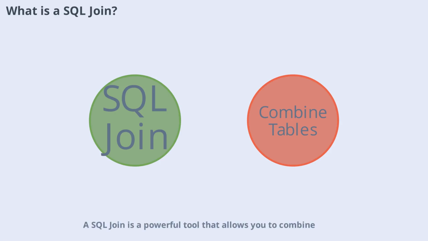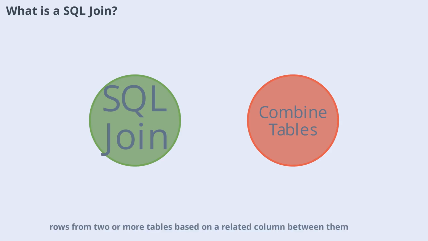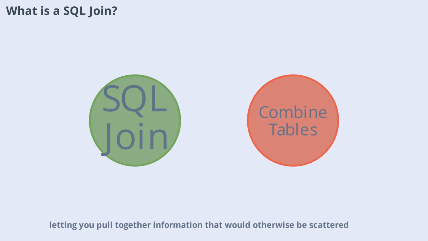A SQL Join is a powerful tool that allows you to combine rows from two or more tables based on a related column between them. Think of it as building a bridge between tables, letting you pull together information that would otherwise be scattered. Joins are essential for answering complex questions, like finding all orders placed by a specific customer or generating comprehensive reports. By mastering joins, you can unlock the full potential of your data and make your analysis much more insightful.